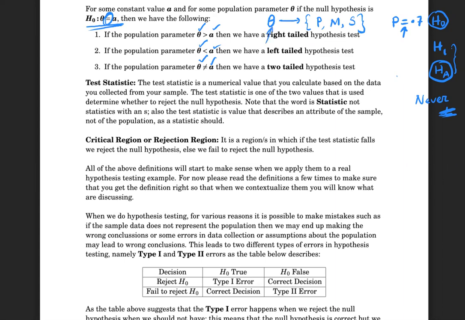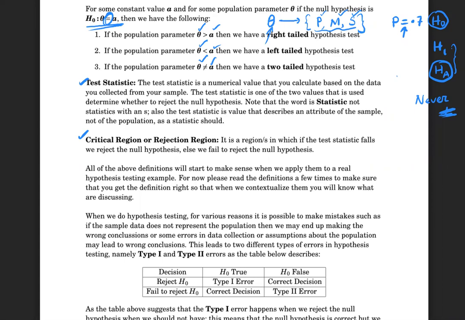Theta is the generic name for some characteristic about the population. And in our case, population proportion, population mean, and population standard deviation. This is what we are talking about mostly. Now, test statistic, critical region, and all of these things, I'm going to actually talk about as I do a problem. If I talk about it now, it may not make a whole lot of sense, but I'll just give you a brief overview.